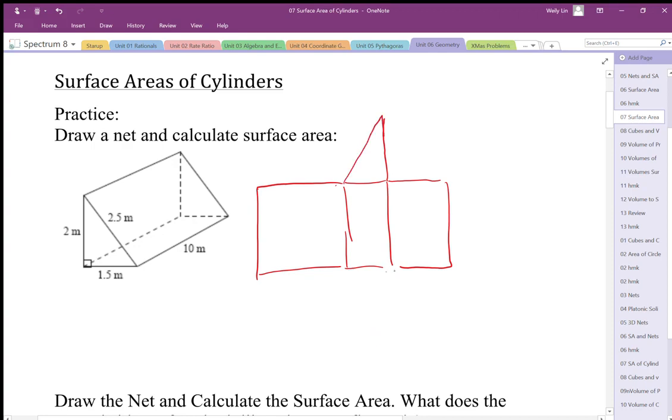Okay, it looks like a right triangle, so I should make that a little bit more, maybe not quite so long either. Okay, so these edges should match. Okay, so there's our net. We've got 5 surfaces. I've got all the measurements I really need.